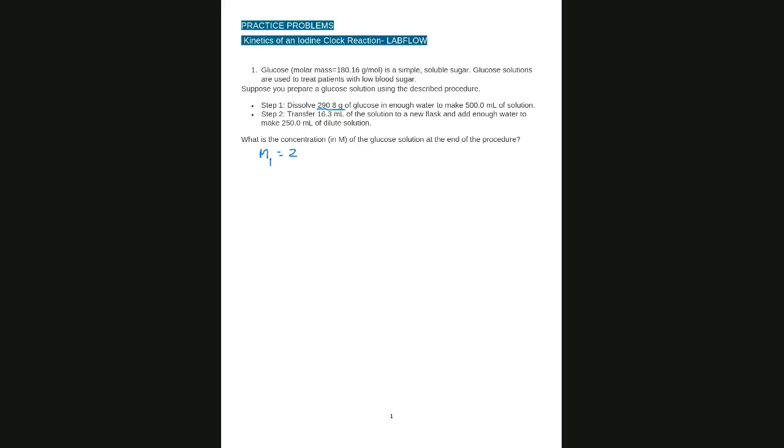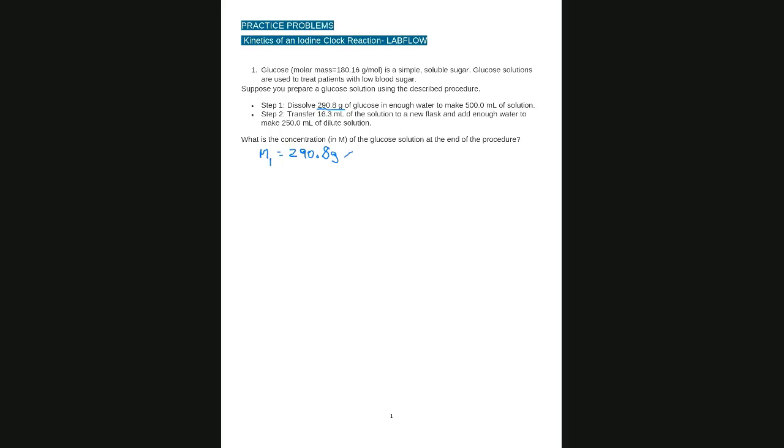So basically, molarity is moles per liter. So Michael, you were right. Very good. Okay, so 290.88 grams, because we need moles per liter.